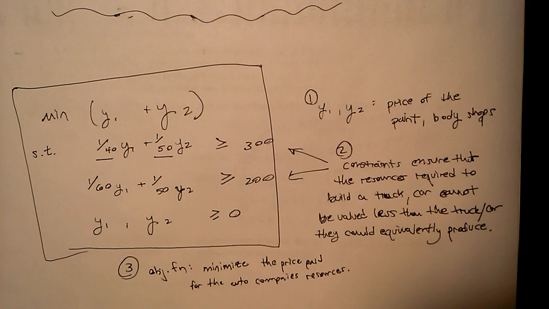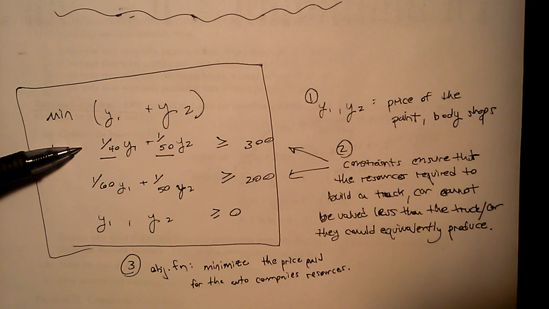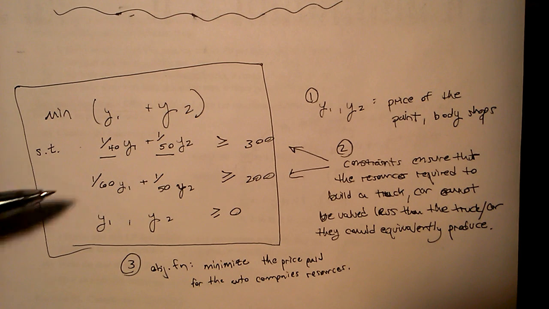The resources required to produce a truck or a car in total can't be valued less than that truck or that car that they could equivalently produce. And so this first constraint is related to the resources that could be used to produce a truck, and the second one, the resources that could be used to produce a car.